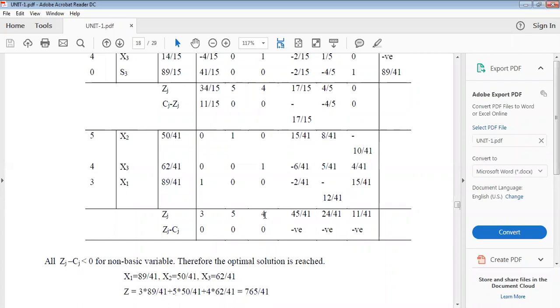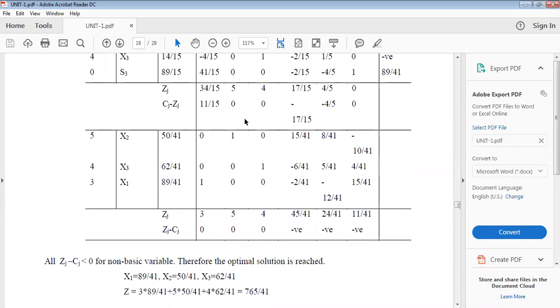Like this, 4. Next, 5 into 15 by 41, plus 4 into minus 6 by 41, again plus 3 into minus 2 by 41. If you multiply these elements, 5 into 15 by 41, 4 into minus 6 by 41, 3 into minus 2 by 41, you got finally 45 by 41. Again, 5 into 8 by 41, 4 into 5 by 41, 3 into minus 12 by 41, you got this particular value. And similarly, 5 into minus 10 by 41, and 4 into 4 by 41, plus 3 into 15 by 41, you will get 11 by 41.